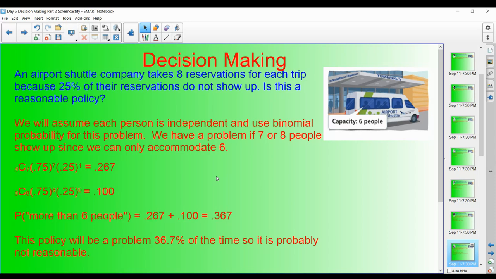Now, if I was running a company, I would say this policy is a problem because 36.7% of the time I'm going to fail. I'm going to have too many people. I can't take them to the airport. I'm going to get bad reviews. So, as the company, they'd probably make the decision maybe just to have 7 people. They only have a problem 26% of the time, depending on what they're willing to accommodate or willing to do. But this tells us 36.7% of the time we have a problem, and then we have to make a decision based off that information.